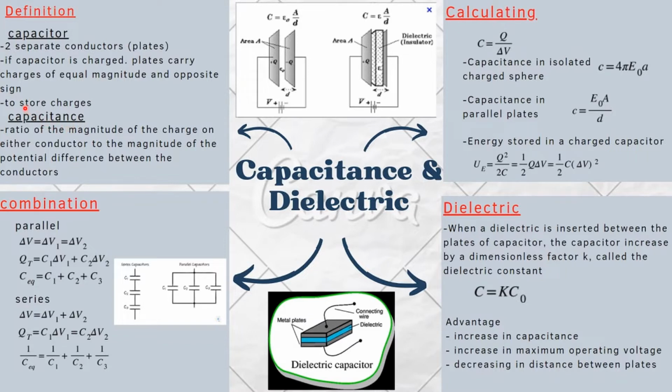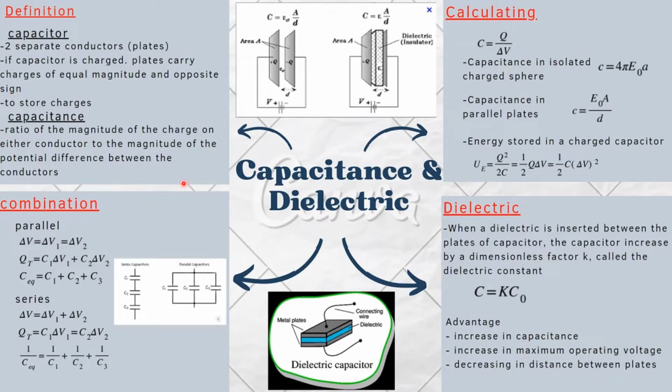The function of capacitors is to store charge, and the second one is the capacitance. Capacitance can be defined as the ratio of the magnitude of the charge on either conductor to the magnitude of the potential difference between the conductors, and its equation is C, the capacitance, equal to Q, which is charge, over delta V, the potential difference.